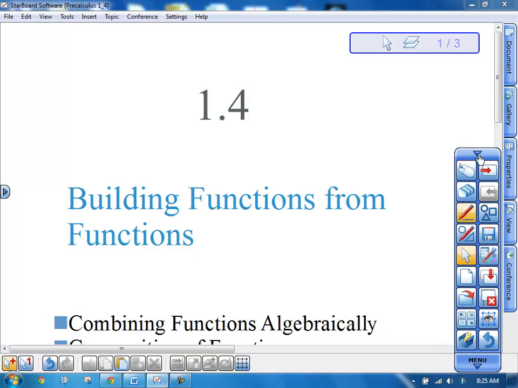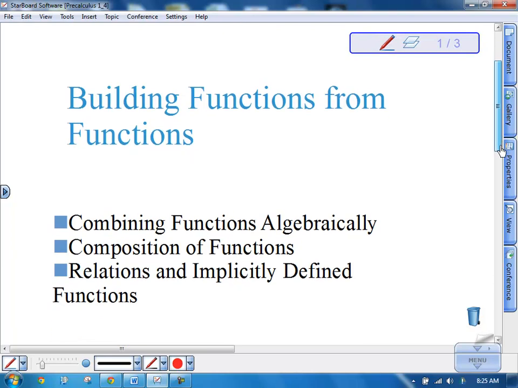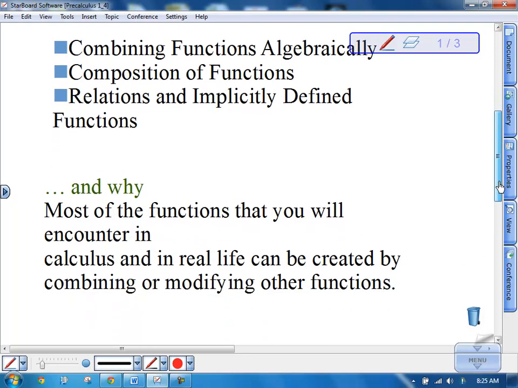Okay, this is the next section, section 4 of chapter 1. We're going to build functions from other functions. We'll combine them algebraically, we'll do compositions, and we'll talk briefly about relations of implicitly defined functions.